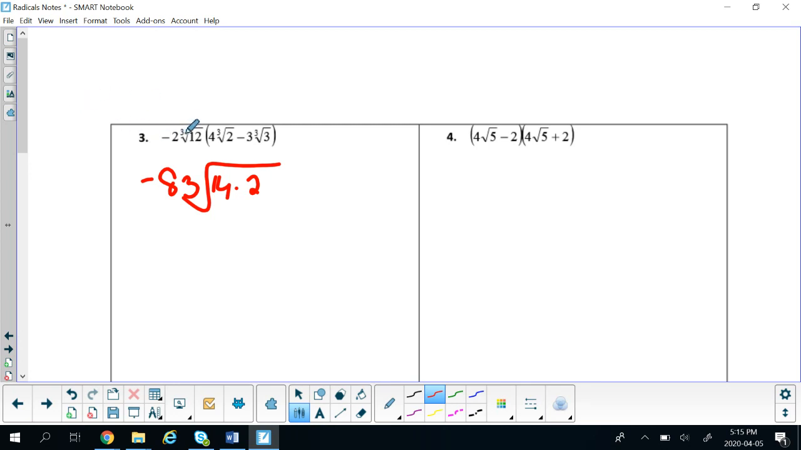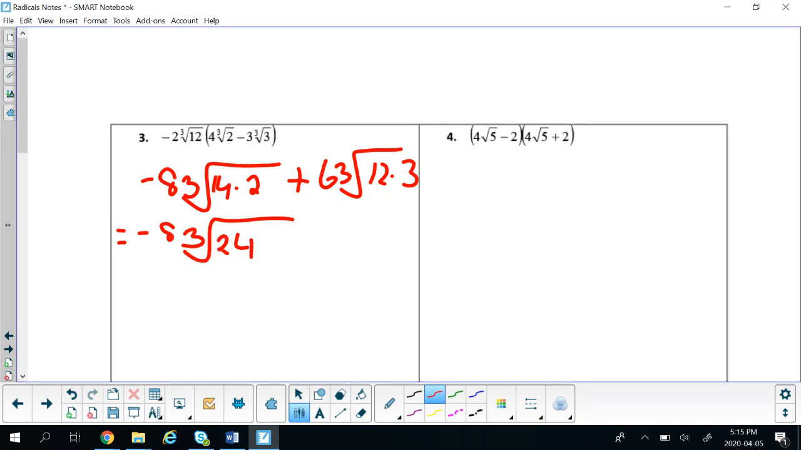Next, we're going to open the bracket. We're going to multiply the second term that is in the bracket with the expression that is in front of the bracket. So negative 2 times negative 3 is positive 6. Cube root of 12 times 3. So this becomes negative 8. Cube root of 14 times 2 is 24. Plus 6. 12 times 3 is 36.